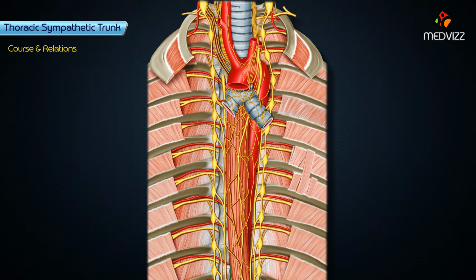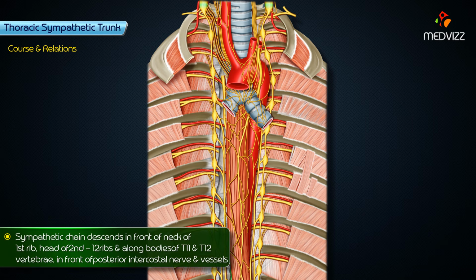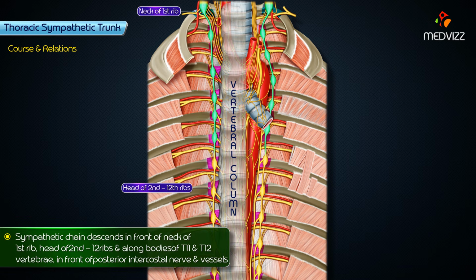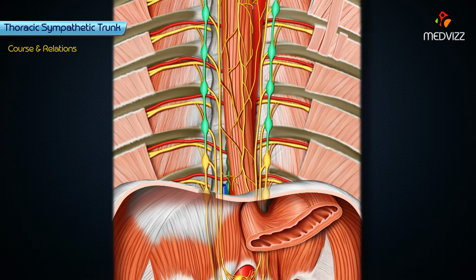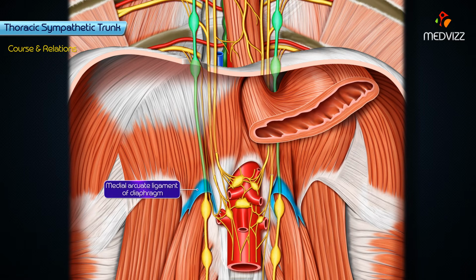Course and relations. The sympathetic chain descends in front of the neck of the first rib, the heads of the second till the 12th ribs, and along the vertebrae, in front of the posterior intercostal nerves and vessels. It passes behind the medial arcuate ligament to become continuous with the lumbar sympathetic trunk.